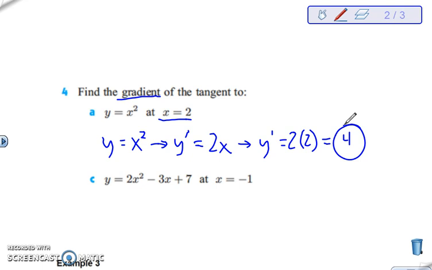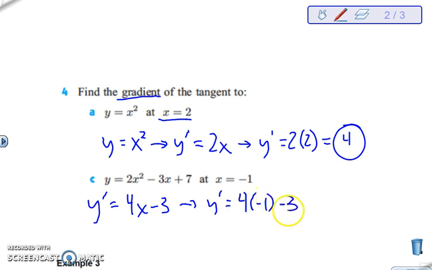So the next one's the same thing, it's just the formula is a little bit more complicated. So again, our gradient function, 2x squared is going to become 4x. The slope of negative 3x is just negative 3. And we know that the slope of a constant value is 0, so the 7 just goes away. This tells me that x equals -1. So we plug in and reduce.